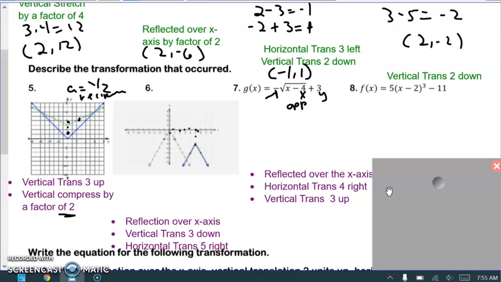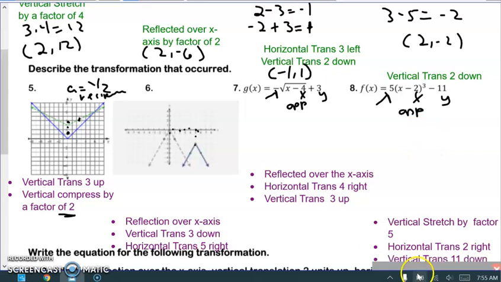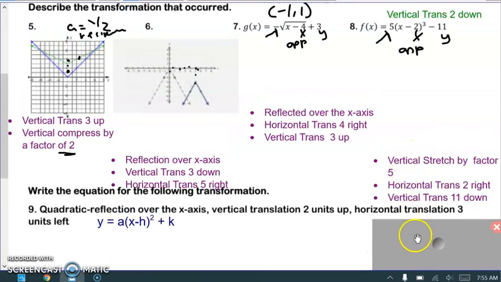This one is a quadratic. We know that this is x and y. X again is always opposite. I see that I have a 5 on the outside. It's a whole number, so we know it's going to be a vertical stretch. We also know that it's going to be a horizontal translation 2 right and 11 down.